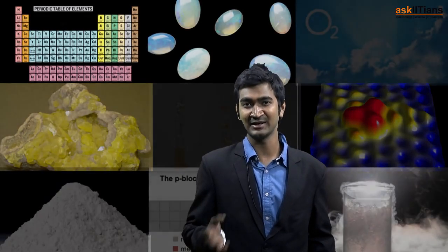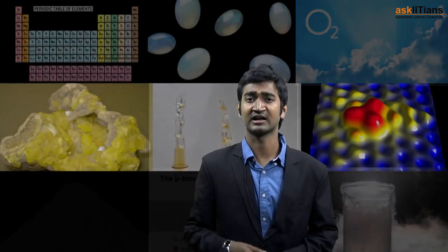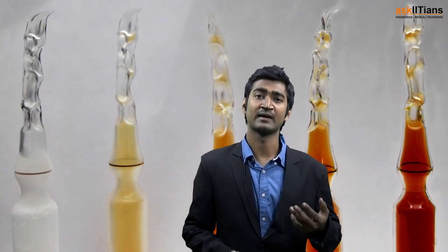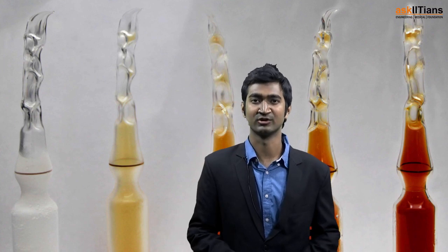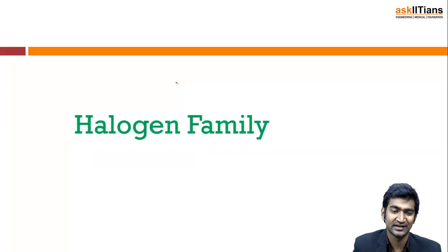Welcome back, students. Now in this part I'll be telling you about the halogen family, which is the most electronegative element family in the whole periodic table. We'll also deal with the compounds which it forms, and the chemical and physical properties first of all. So here we go. In this topic, guys, we'll study the halogen family.